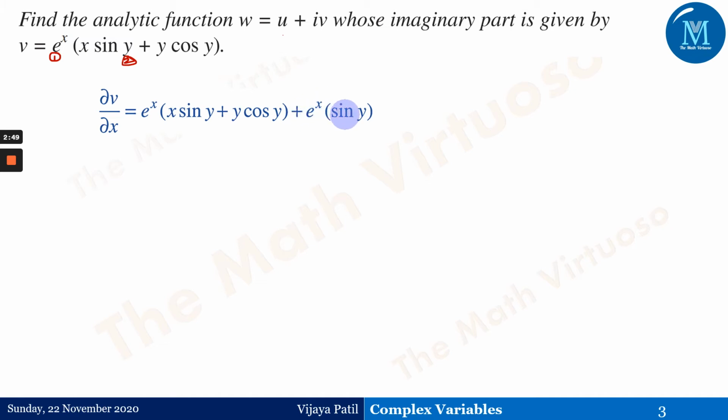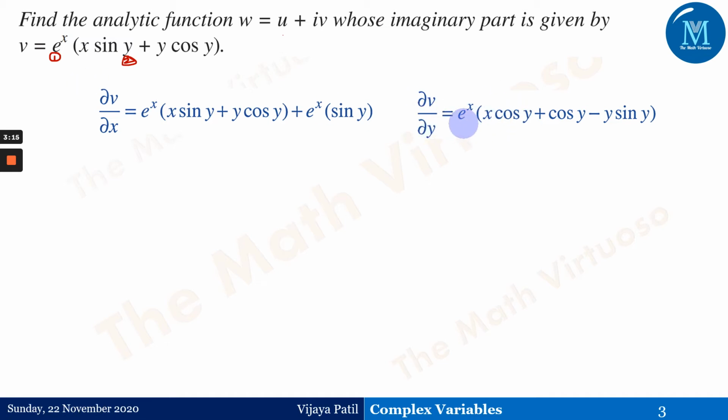First function as it is into the differentiation of the second with respect to x will give me just sine of y, because the term y times cos of y is free from x, or you can say constant with respect to x, plus e to the power x into x sine y plus y cos y. So the second term will remain as it is, and the differentiation of the first. Therefore, dou v upon dou x will give me this.